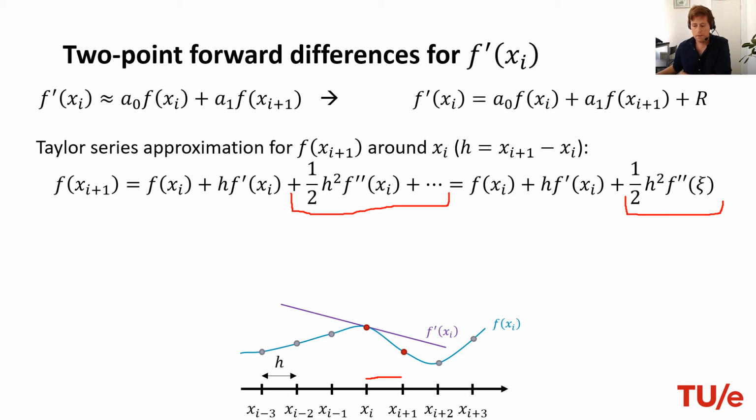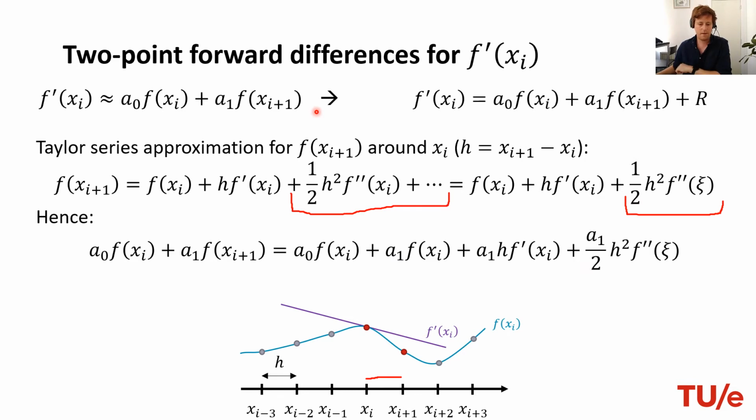And well, if h is small and f double prime is small, then this is small, and this is a good approximation. Okay, now let's see what happens when we plug this expression back into the initial approximation expression, so into this initial ansatz for our 2-point forward difference scheme.